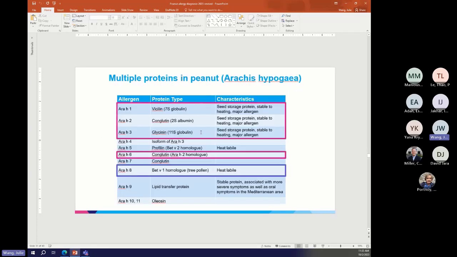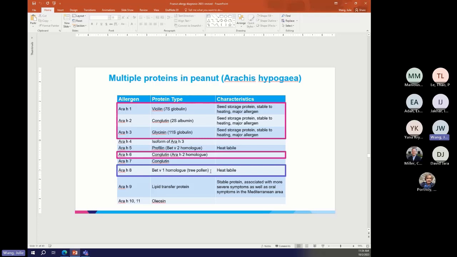Now, we know that we can do testing to individual peanut proteins because component testing is available for peanut. This chart lays out the different peanut proteins that have been identified and the ones that can be tested by component testing. Ara h 1, 2, and 3 are the seed storage proteins. So they are stable with heating and they are considered the major allergens for peanut. Ara h 6 is a homolog of Ara h 2, and then Ara h 8 is a Bet v 1 homolog that is heat labile.